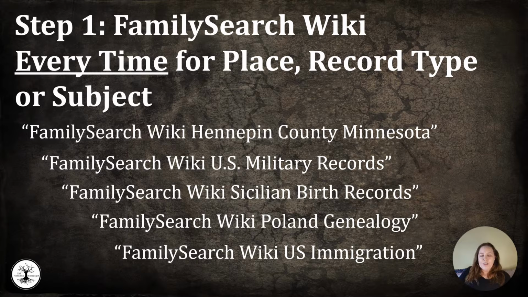If I could go back in time and get myself to create one habit in research, it would be to immediately check the Family Search Wiki before I research any new place or any type of record or any new subject. If you're not familiar with the Family Search Wiki, it's kind of like Wikipedia, but it's for all things related to family history, and it is through the Family Search Library, through familysearch.org. It's entirely free to use, and it will have information and links to every subject you can think of having to do with genealogy.